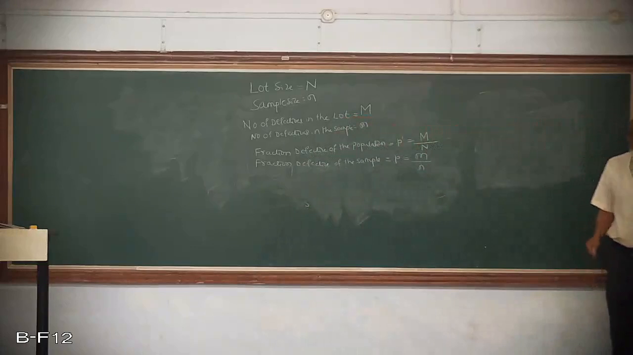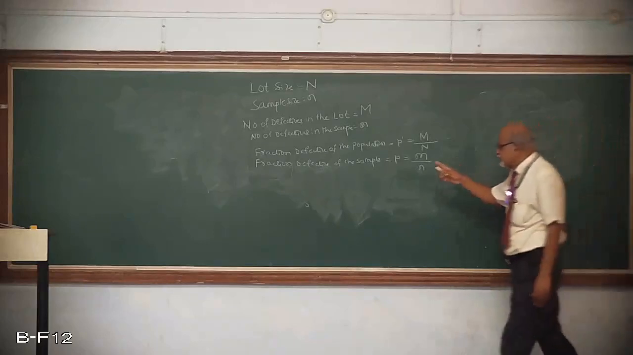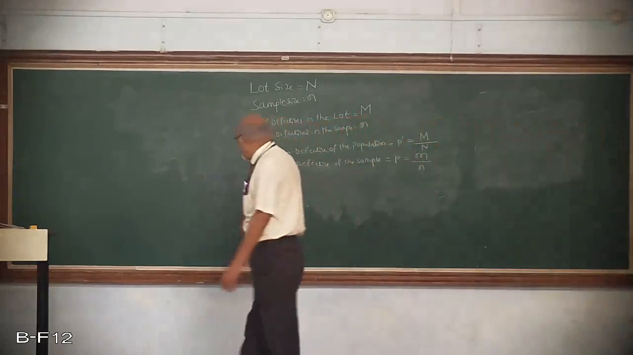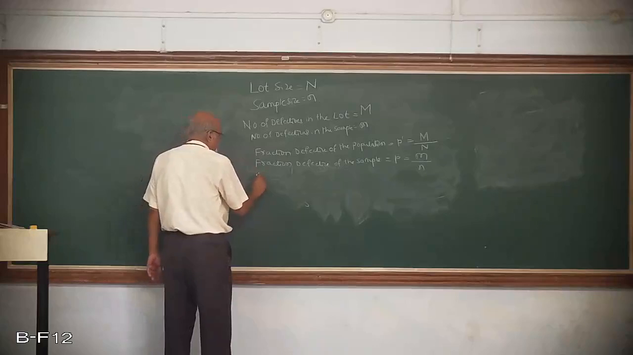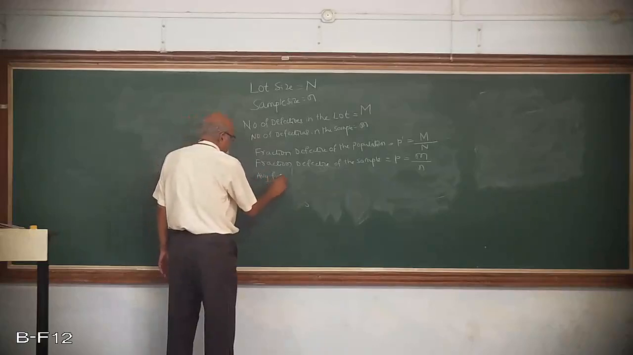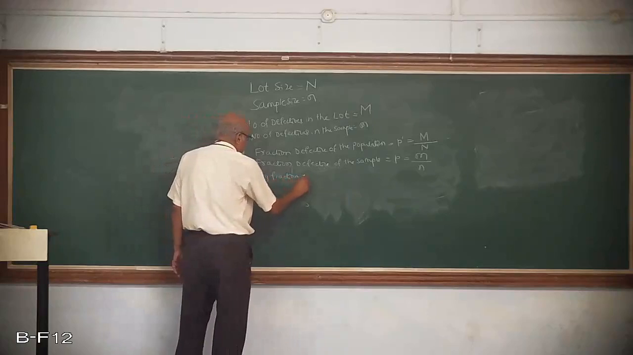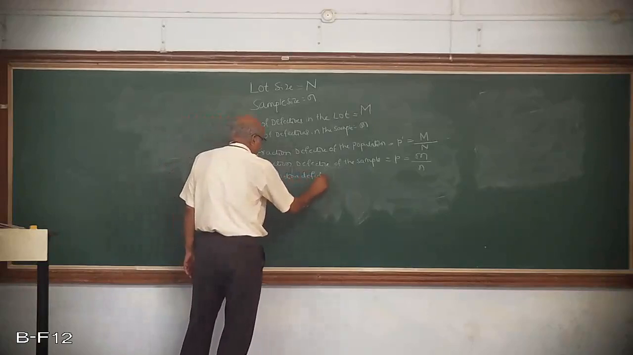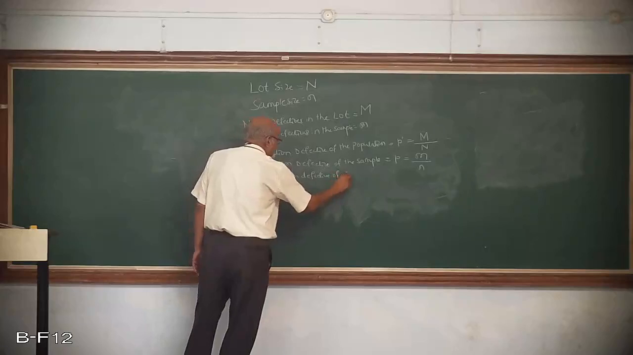Okay? And if I take a number of samples, then that will become the average sample fraction defective. What is the difference? This is the fraction defective of the sample. Average. Now, average fraction defective of samples.